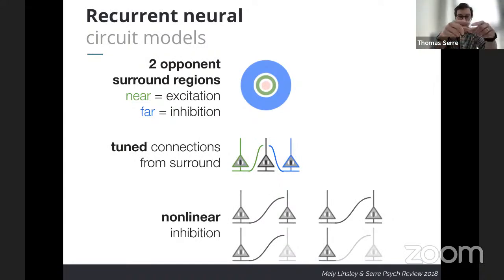We had to assume that the interactions between nearby columns are excitatory. Past a critical distance, the interaction switches from excitatory to inhibitory. So neurons that are near excite each other, neurons that are far inhibit each other. Across cortical columns, the connections have to be tuned. So only units with the same selectivity are connected. If you're a neuron here tuned to vertical orientation, then you're going to be connected to your neighbors if and only if they are also tuned to a vertical orientation.